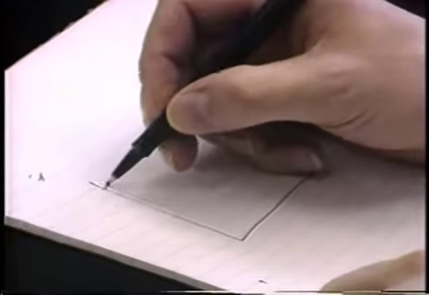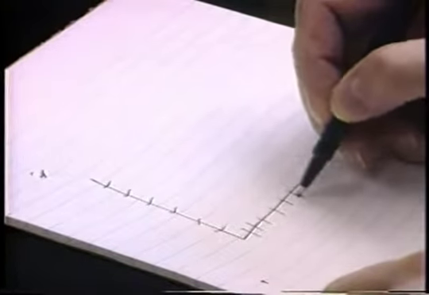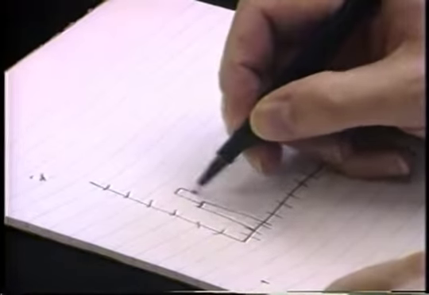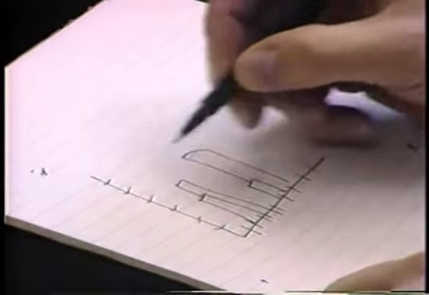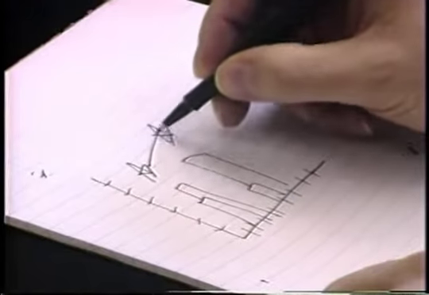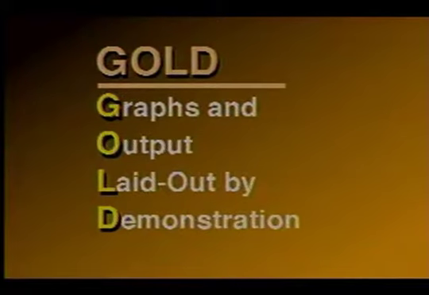The goal of our system is to make the creation of custom charts almost as easy as it is to sketch a design on paper and then give it to a professional graphic designer. Gold has been built using the Garnet User Interface Development Environment and runs on X11. Gold stands for Graphs and Output Laid Out by Demonstration.